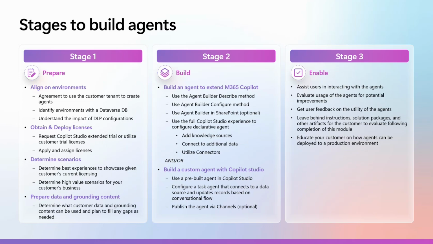Build an agent to extend 365 Copilot. We need to use the agent builder. This is the first method. We can use the agent builder configure method, and we can use agent builder in SharePoint. This one is optional because honestly we can find it in Copilot Studio. And as I mentioned before, the Copilot Studio plan should be there. If not, we need to buy it. We are able to add knowledge sources, connect to additional data, utilize different connectors, and build a customized agent with Copilot Studio.